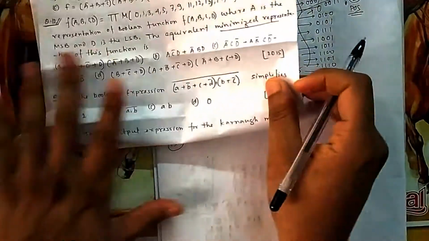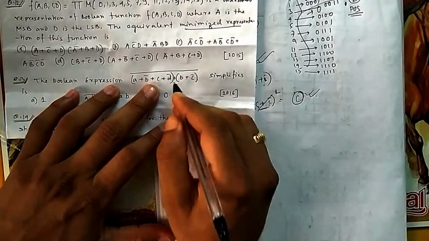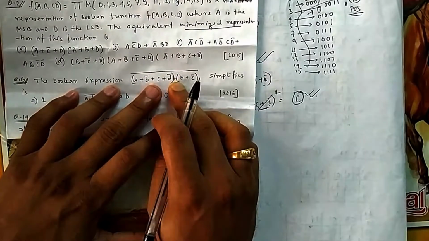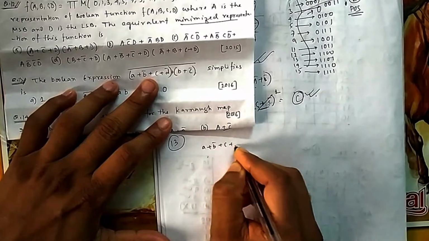Now if you come to question 13, what they are asking is that the Boolean expression is simplified to this. So this is simple, that's why I am not doing a K-map, because you can solve it using De Morgan's theorem. So if you apply De Morgan's theorem, if you take this bar and separate these two, then the symbol between them changes from plus to times. So it will be A plus B bar plus C plus D bar.